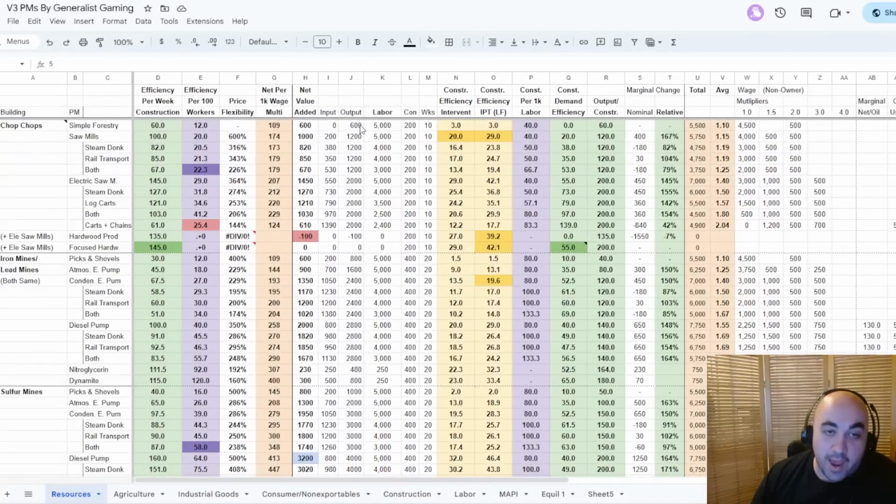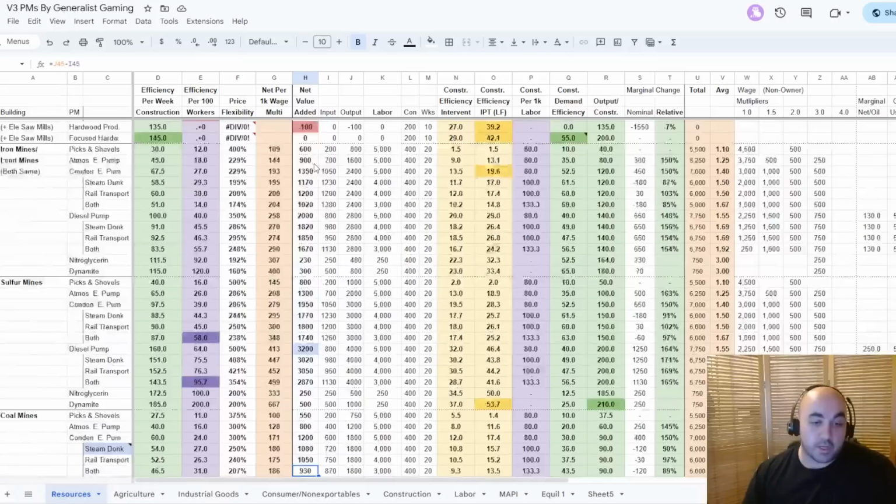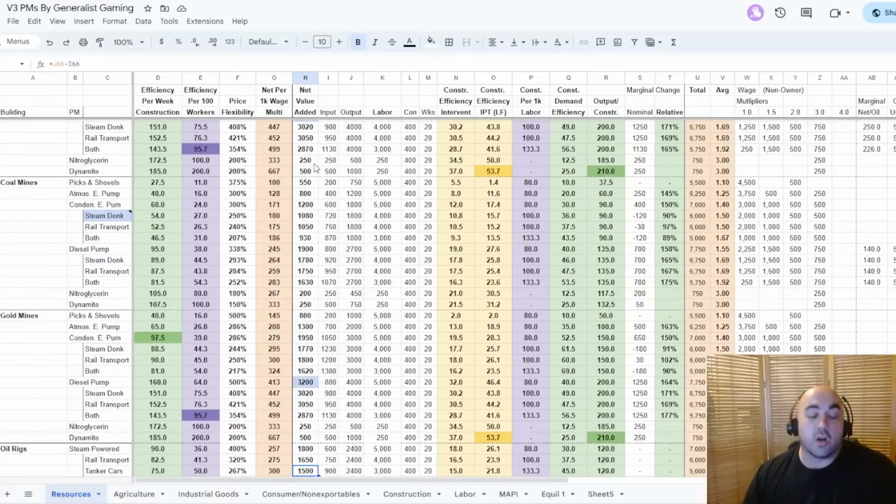For net value added, this is equal to the output minus the input, and that is relatively straightforward, and so we can know what the net value of every building on every single production method is, just in terms of evaluating it based on base prices and goods that are involved.